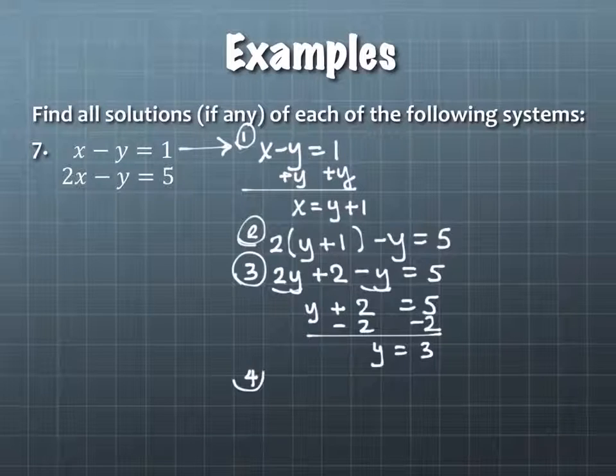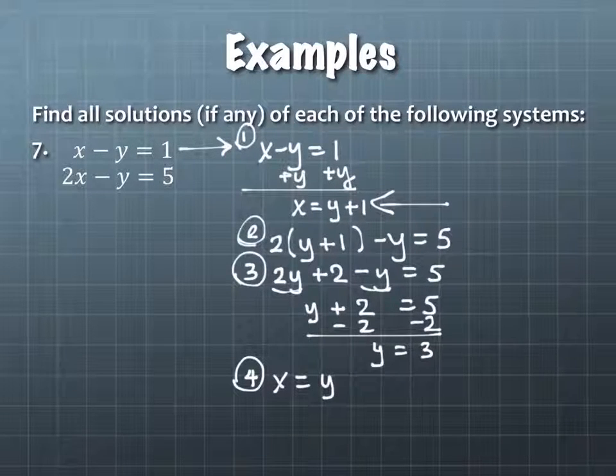Step 4 is to back substitute. So take y equals 3 and figure out x. The nicest place to do that is where we've already solved for x. X is y plus 1. So x is equal to y plus 1, and y is 3. So x is 4.